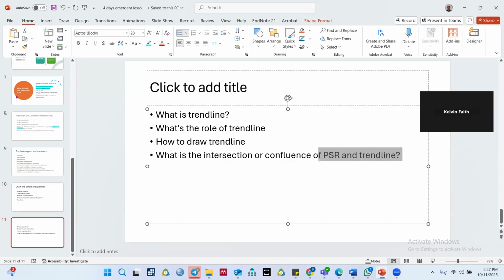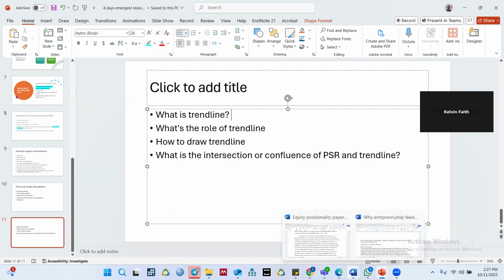When you get to a point where your precision support resistance line and the trend line in a particular market or trend you have seen meet or cross at a particular place, what does that mean? How powerful could that be? So before we go back to chart patterns and the candlestick patterns themselves, let's begin from here. What is a trend line? Can anyone tell me what a trend line is? What do you think a trend line is?